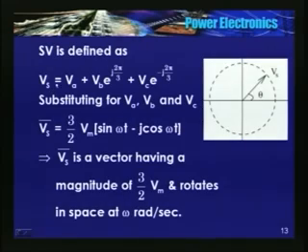Here the space vector is defined as Vs, the space vector, is Va plus Vb into e to the power j 2 pi by 3 plus Vc into e to the power j minus 2 pi by 3. This is the definition of the space vector. Now I'll substitute for Va, Vb and Vc and simplify. Okay, I get this equation.